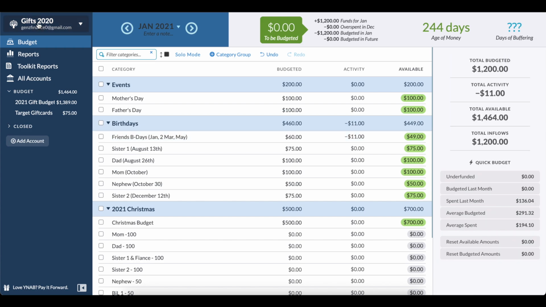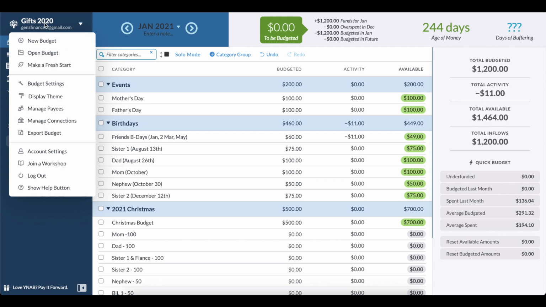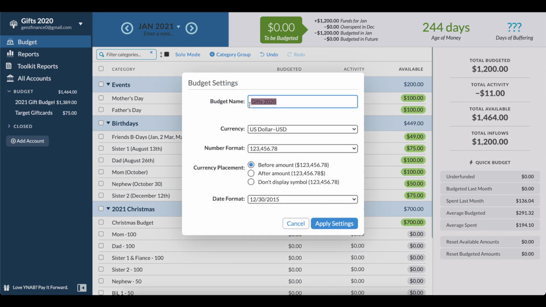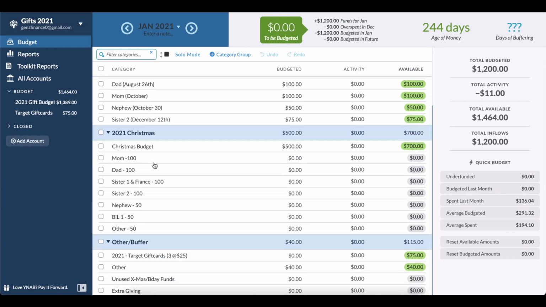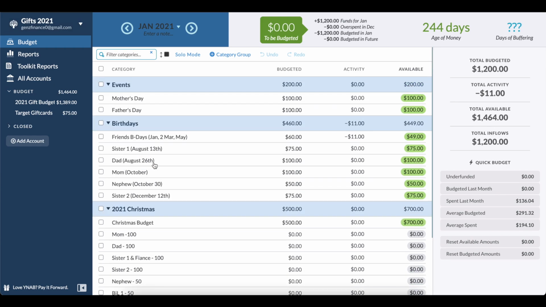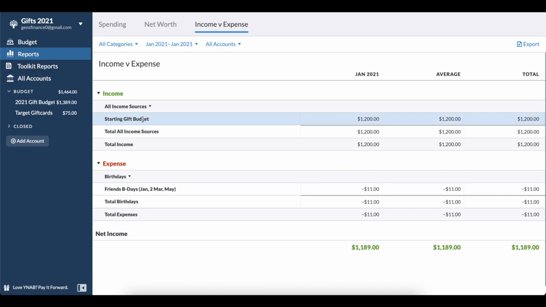Okay, so now I'm also going to come up to my budget settings and just change the budget name to Gifts 2021. I might as well not put a year on this budget because this gift budget will probably follow me year over year. I'm using the same template and structure, it's the same budget that I had in 2020. I'm just changing its name and adding a couple new categories. But the reason I like this is because it allows me to go into my reports.